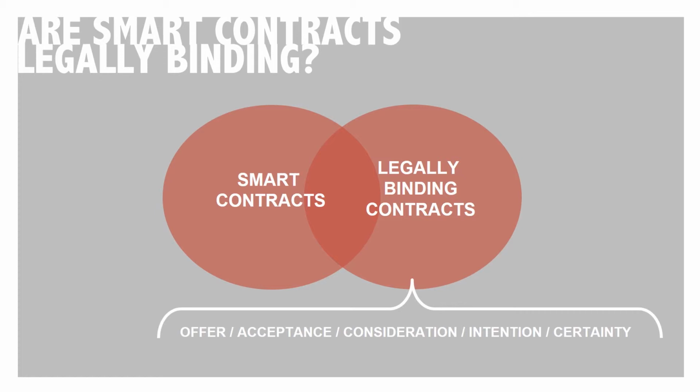If we look at offer and acceptance in the context of smart contracts, for example, there is currently no commonly agreed upon method to define their occurrence. Another problem arises from legal intention due to the fact that smart contracts are written in software code. Therefore, it is difficult to judge whether or not they achieve an accurate representation of the involved parties' intentions. However, as you can see, there is an overlap between smart contracts and legally binding contracts.